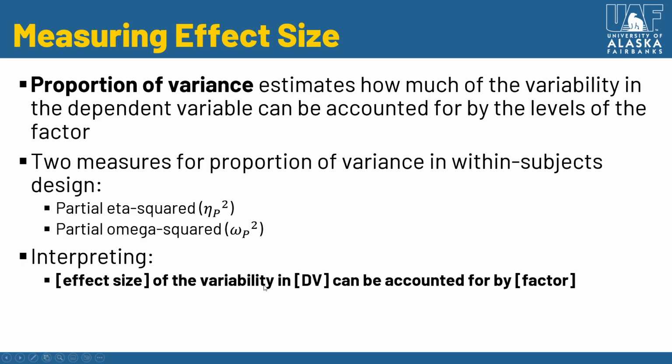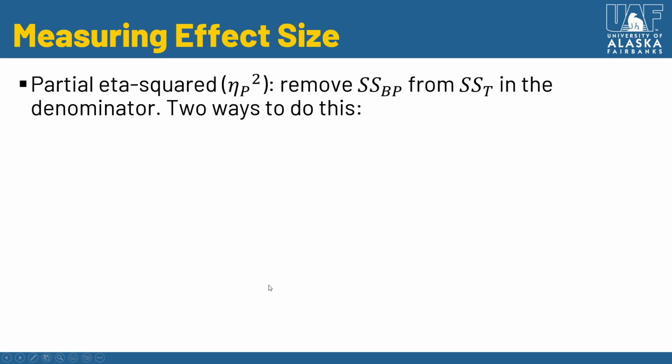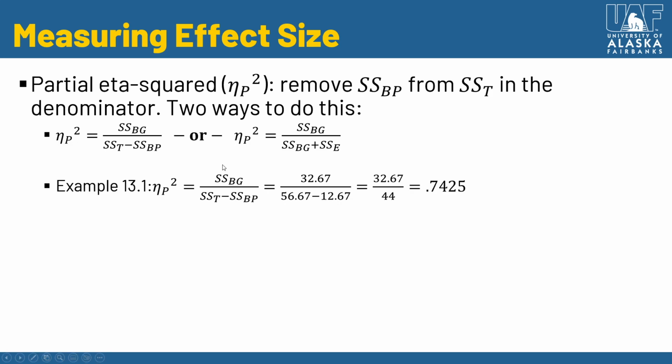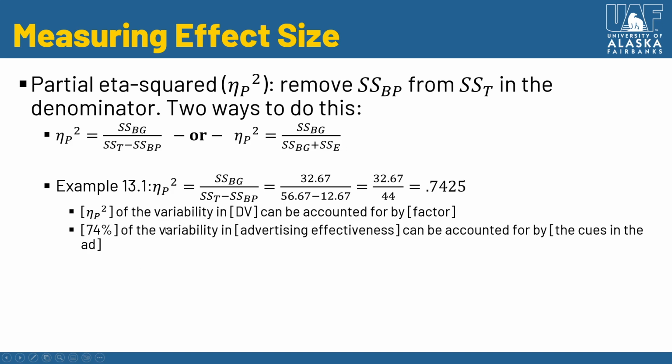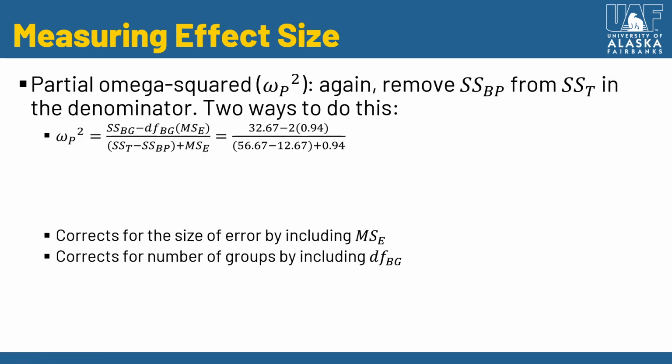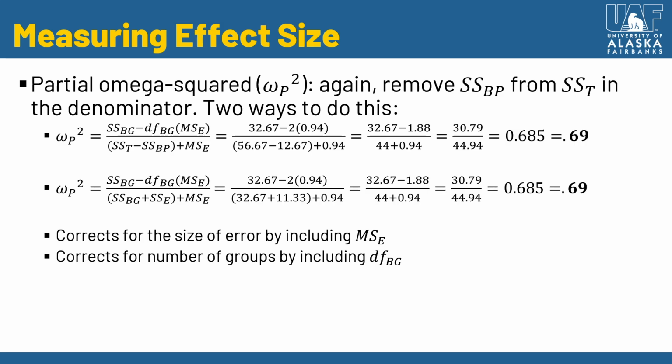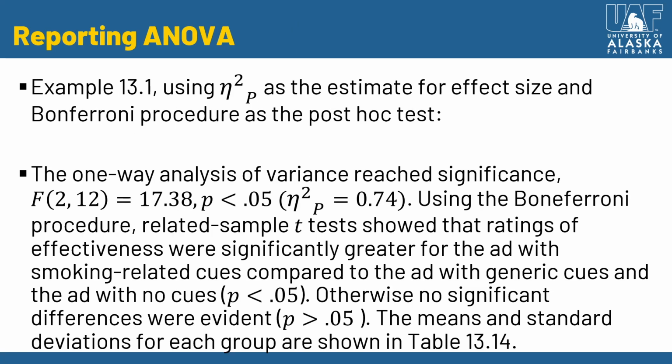So whatever percent of the variability in the DV can be accounted for by the factor, right? And so if we calculate partial eta squared, we'll get a value of 0.7425 following this formula. So in other words, 74% of the variability in advertising effectiveness can be accounted for by the Qs in the ad, right? And so yeah, a couple different ways to calculate partial omega squared. I'm not going to focus on it because in your exercises you'll use partial eta squared. But wanted to mention that these are here for you if you do need them, such as for the quizzes or anything like that, or just for your own curiosity.